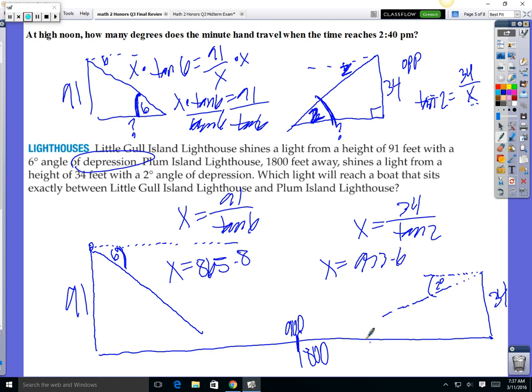So the base of this triangle is 973. The base of this triangle is 865.8, 973.6. So which one's going to reach a boat that's right in the middle? It's going to be this guy. He will reach it and then some. Okay, now I gotta go.